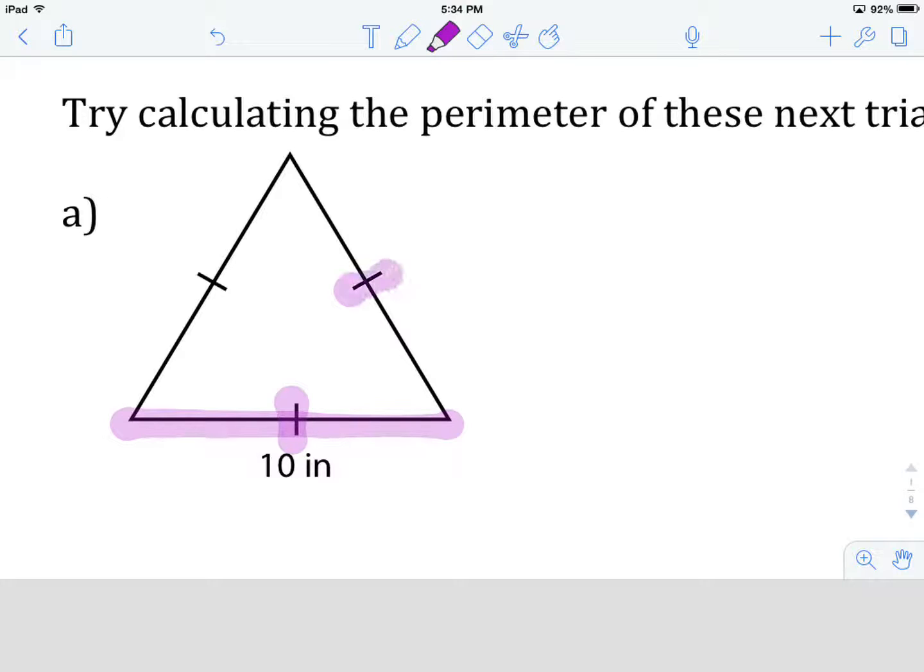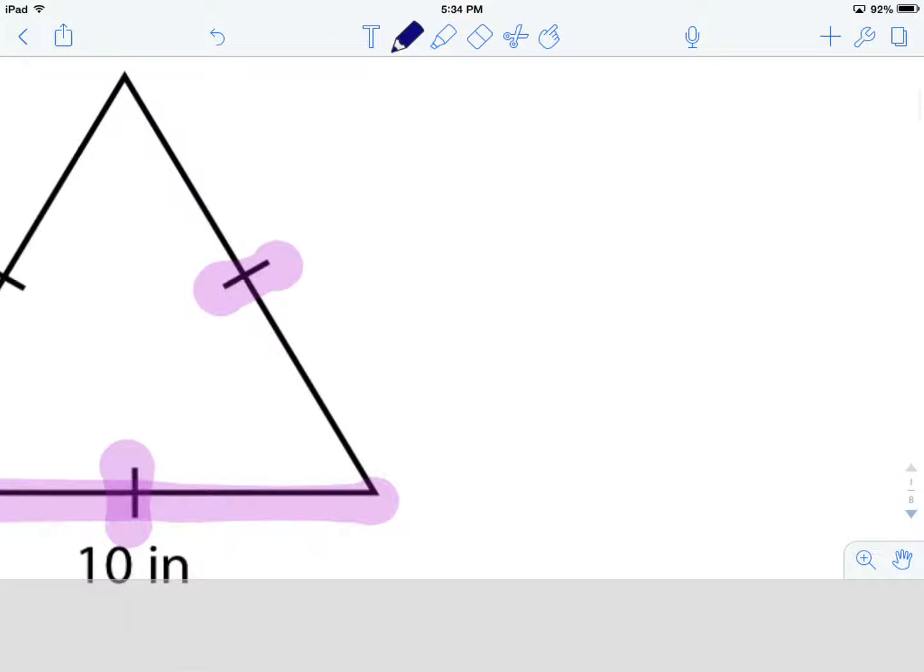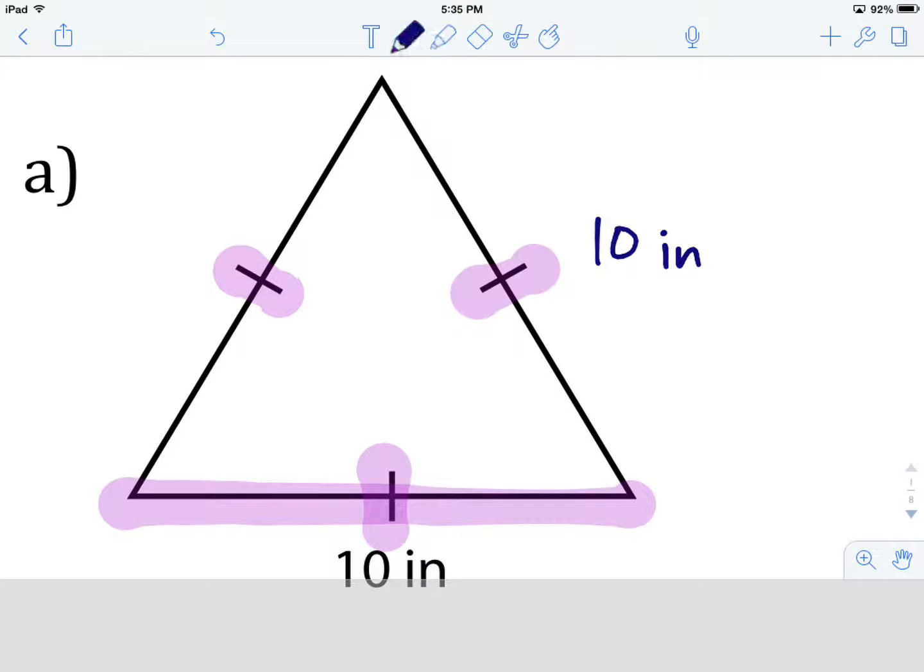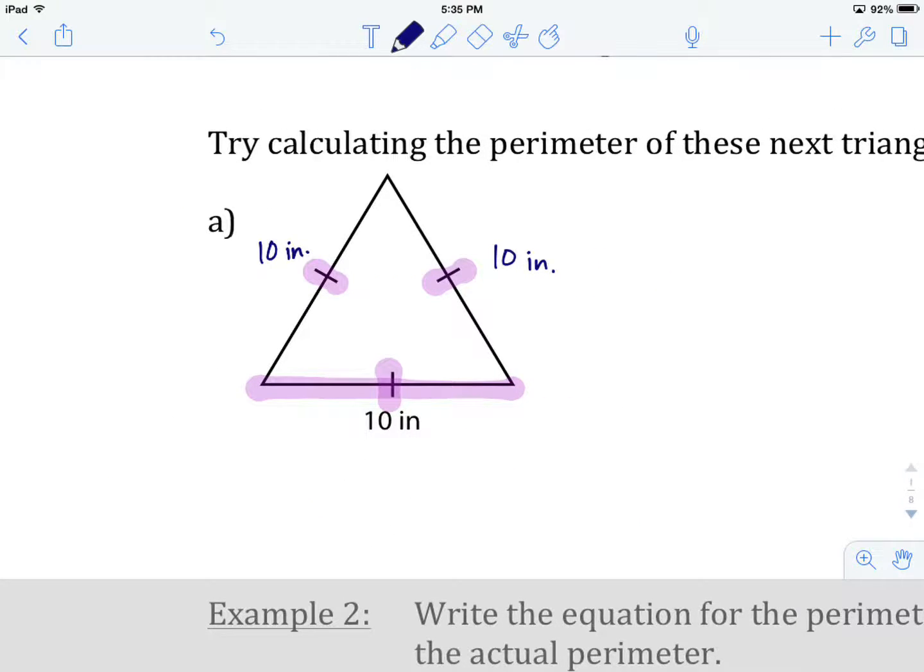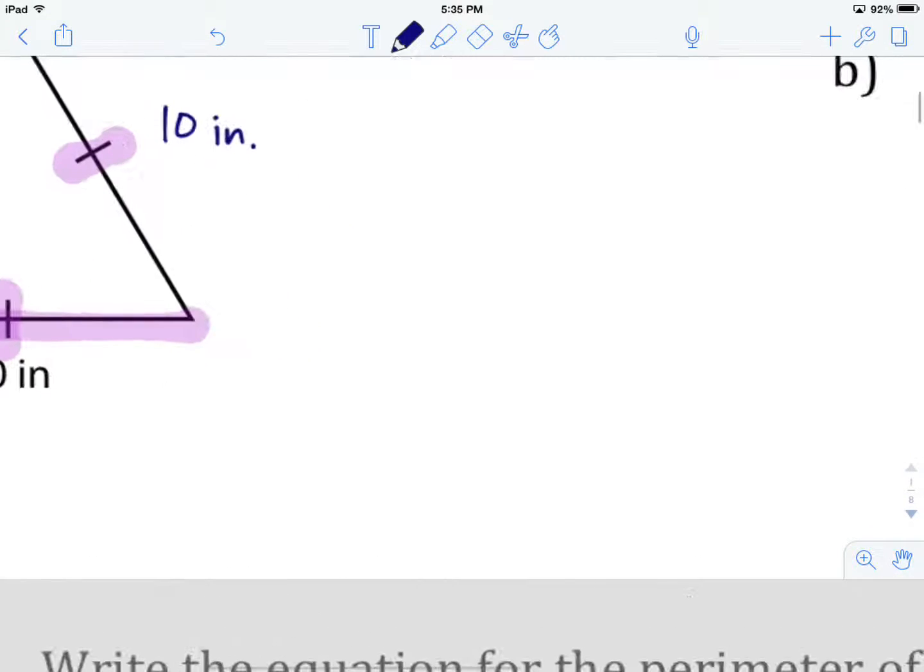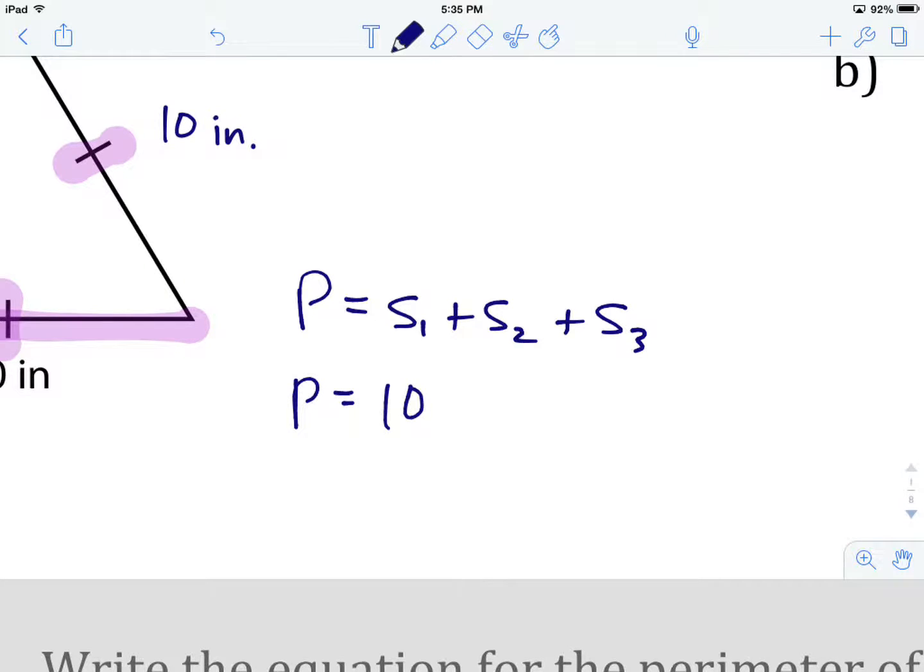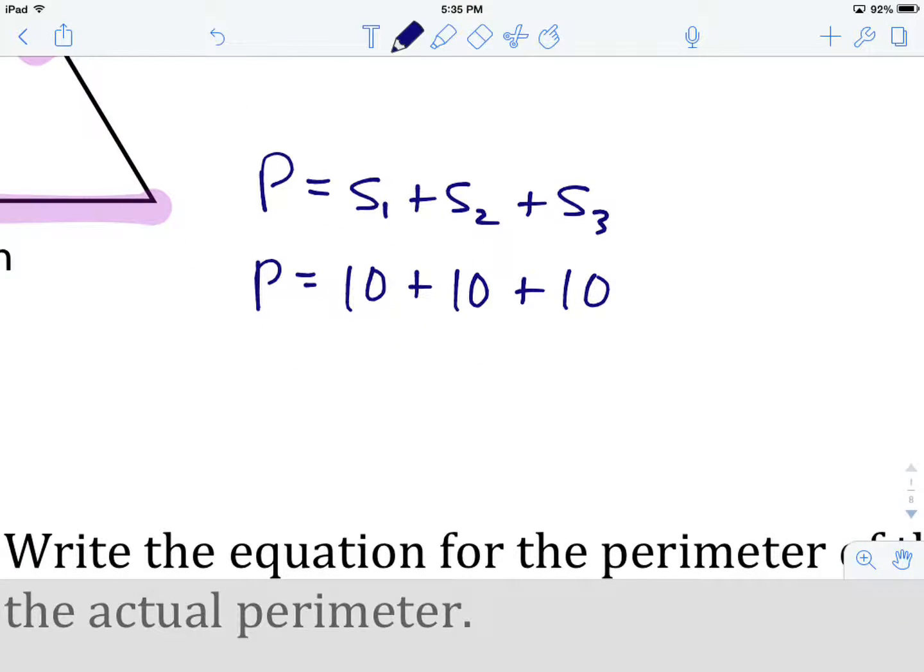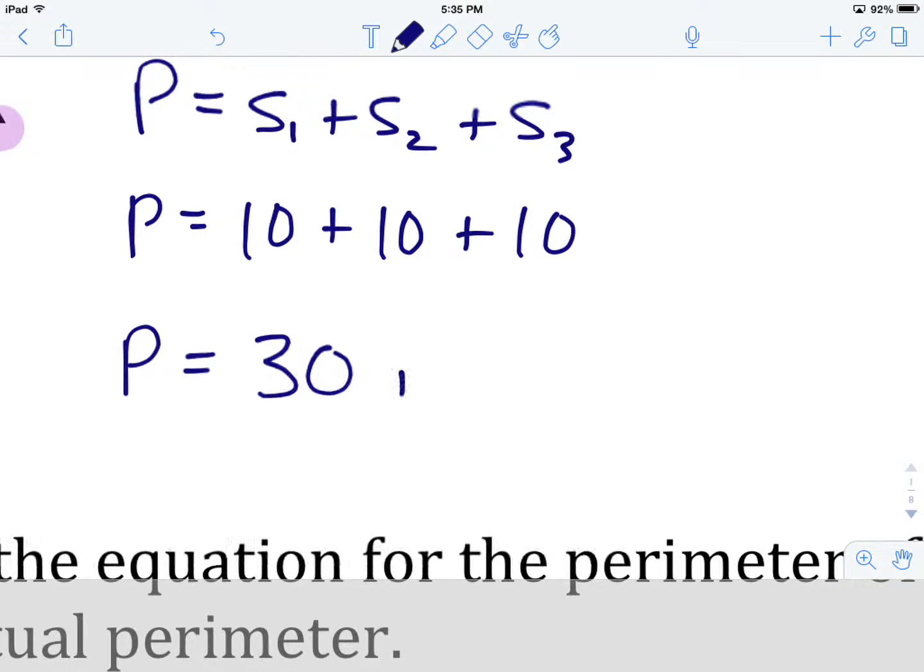So what that means is any side that has this little tick right here will also have a length of 10 inches. And this side over here, same thing with this little tick in it, it will also be 10 inches long. And now this is looking more like a perimeter that we can determine. So the perimeter will be equal to side 1 plus side 2 plus side 3, and all 3 sides are 10 inches long. And when we add them together, again, imagine you're walking around the outside of this shape, the perimeter will be equal to 30 inches.